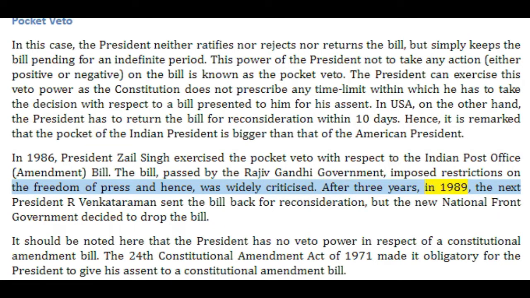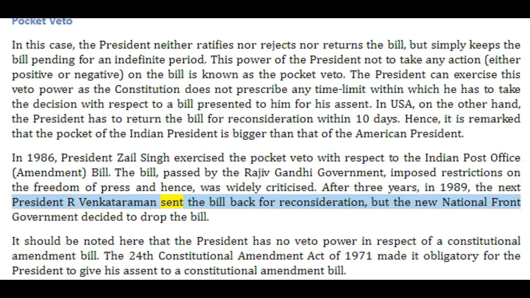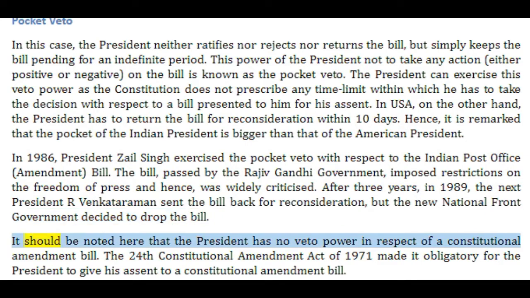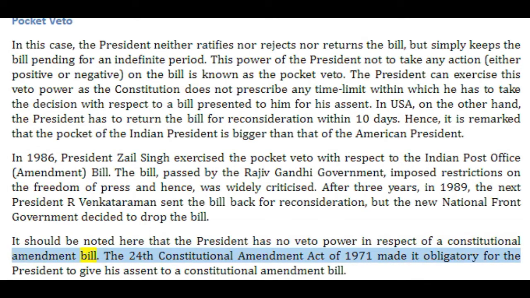After 3 years, in 1989, the next President R. Venkataraman sent the bill back for reconsideration, but the new National Front government decided to drop the bill. It should be noted here that the President has no veto power in respect of a constitutional amendment bill. The 24th Constitutional Amendment Act of 1971 made it obligatory for the President to give his assent to a constitutional amendment bill.